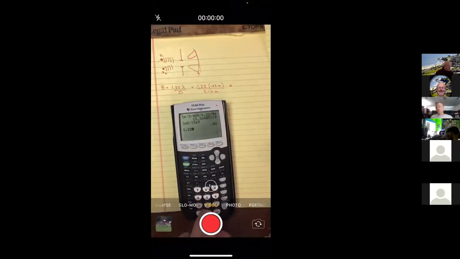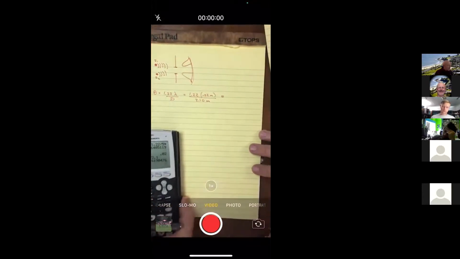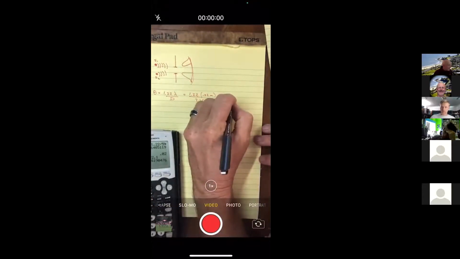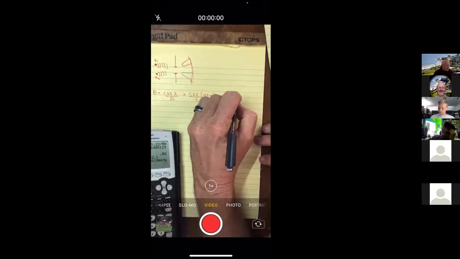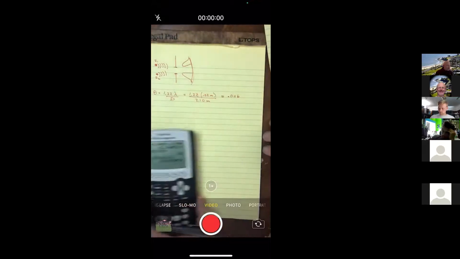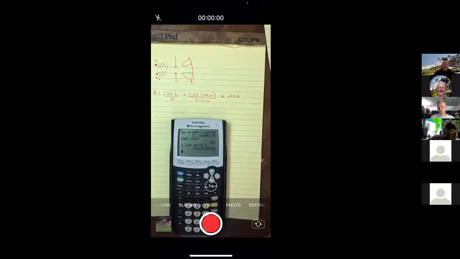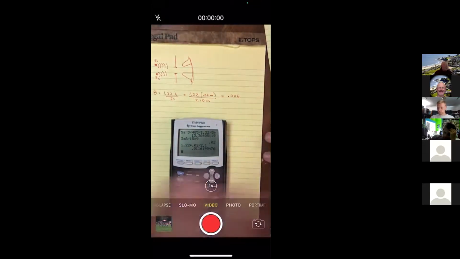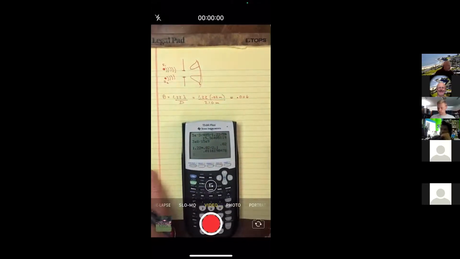So 1.22 times 0.02 divided by 2.1. And so in radians, anything closer than 0.0116, this radar system won't work to resolve them.